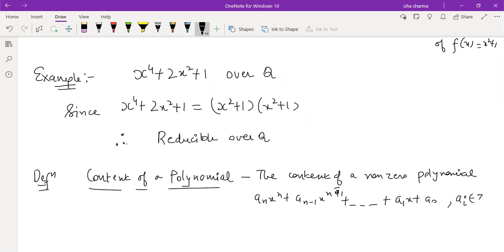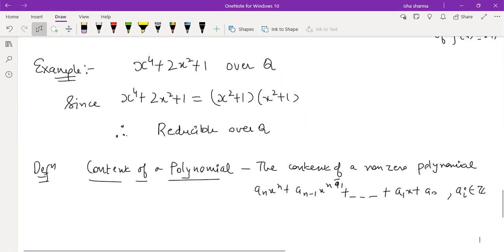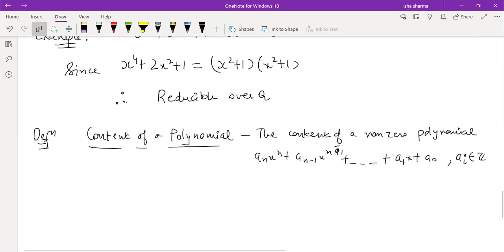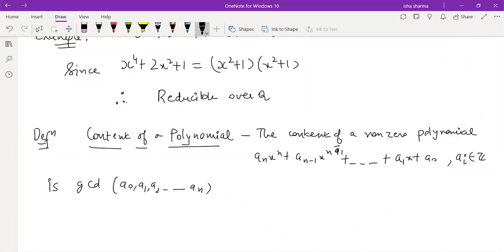where the a_i's are integers. अभी हम integers की बात कर रहे हैं. Later on we'll relate it with some other fields, but अभी हम ring of integers के ऊपर बात कर रहे हैं. These coefficients are integers. So the content is the GCD of these. Because these are integers, you can always find the greatest common divisor of a given set of integers. I'll give you some integers, I'm asking you to find the greatest common divisor. You can always find that, right? So whatever will be the GCD of these coefficients a0, a1 up to an, that is known as the content of that particular polynomial.